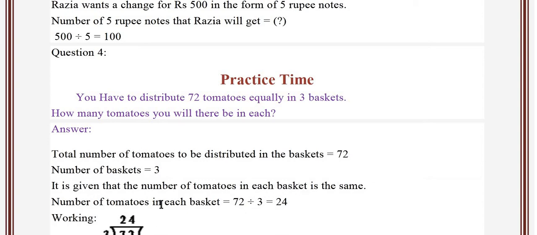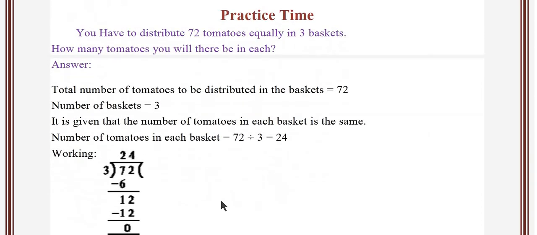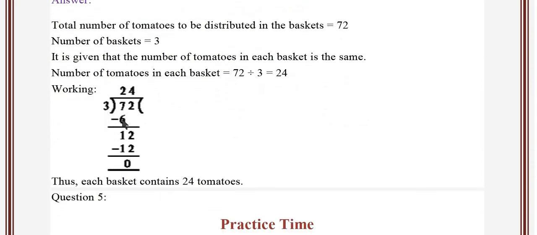So number of tomatoes in each basket is equal to 72 divided by 3. So 3 2s are 6. 7 minus 6 is equal to 1 and we write here 2. So it becomes 12. 3 4s are 12. 12 minus 12 is equal to 0. Thus each basket contains 24 tomatoes.